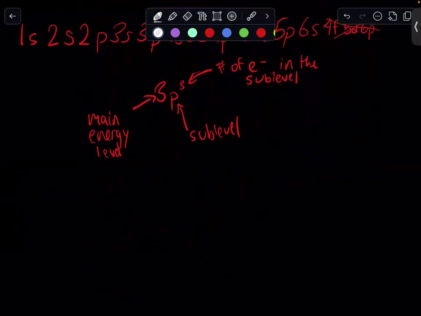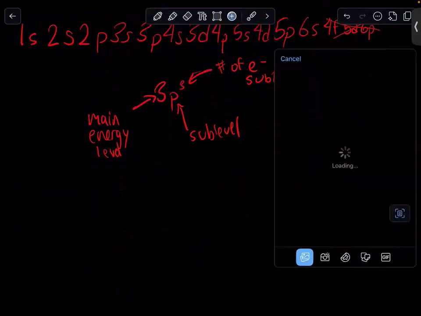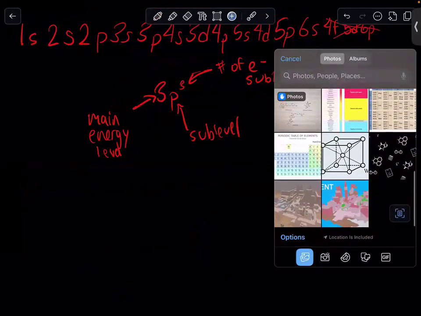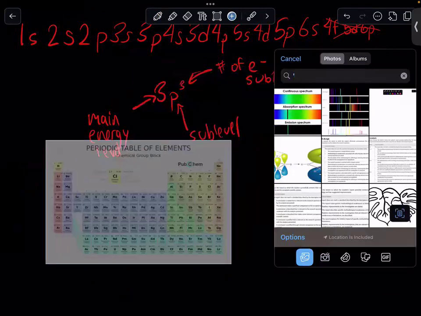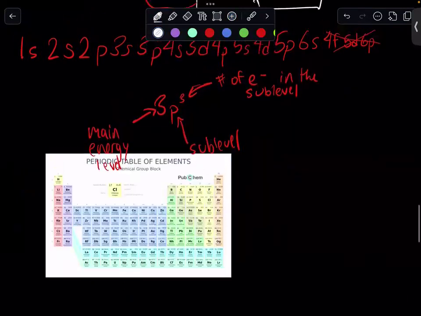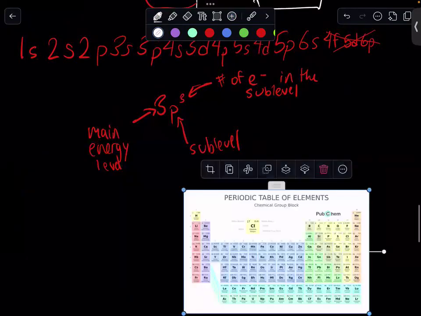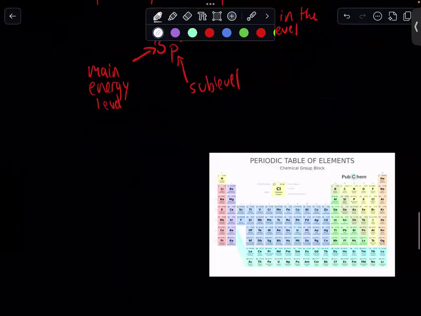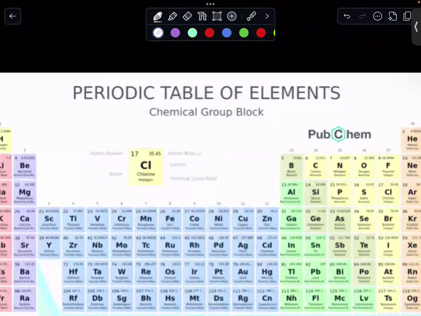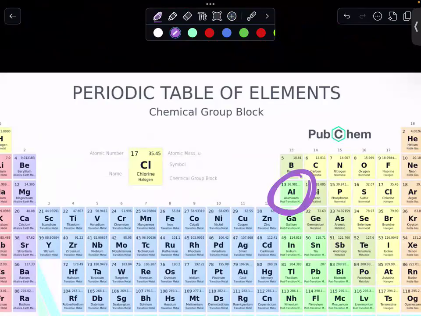So for this example, I'm going to pick aluminum and I'm going to pull up my periodic table. All right, so I have my periodic table here. It's going to be helpful if you always have a periodic table with you, just whenever you're doing chemistry. So let's look at aluminum. I'm going to find it on my table. I know it's right here. I should switch colors to something that's visible.